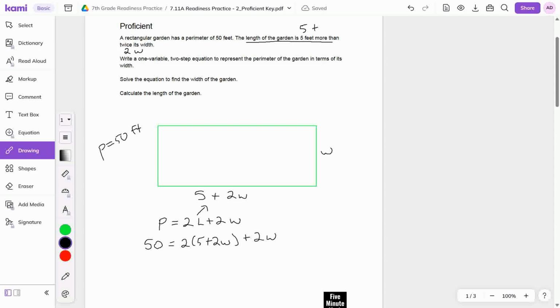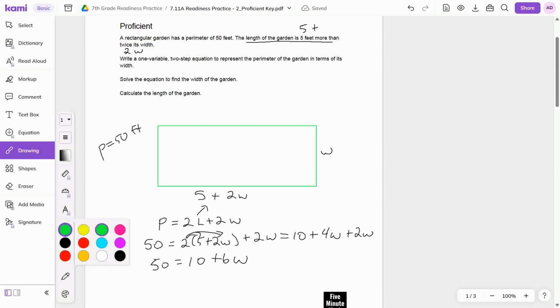So let's go ahead and distribute this out. 2 times 5 is going to be 10, plus 2 times 2w is 4w. And then we've got that plus 2w, so if we were to simplify, we can say 50 equals 10 plus 6w.